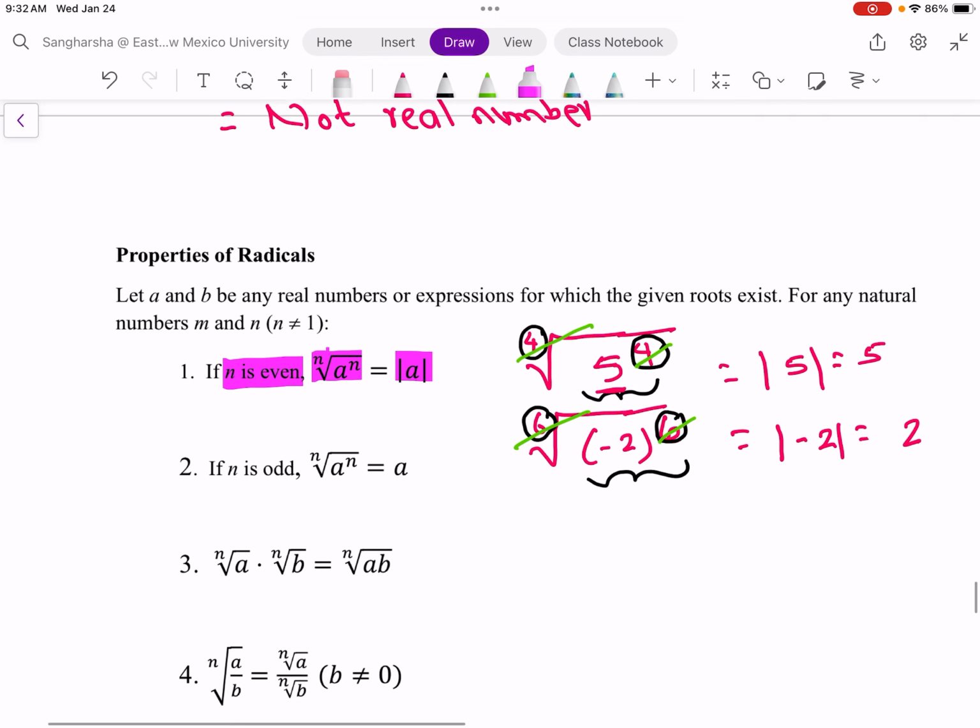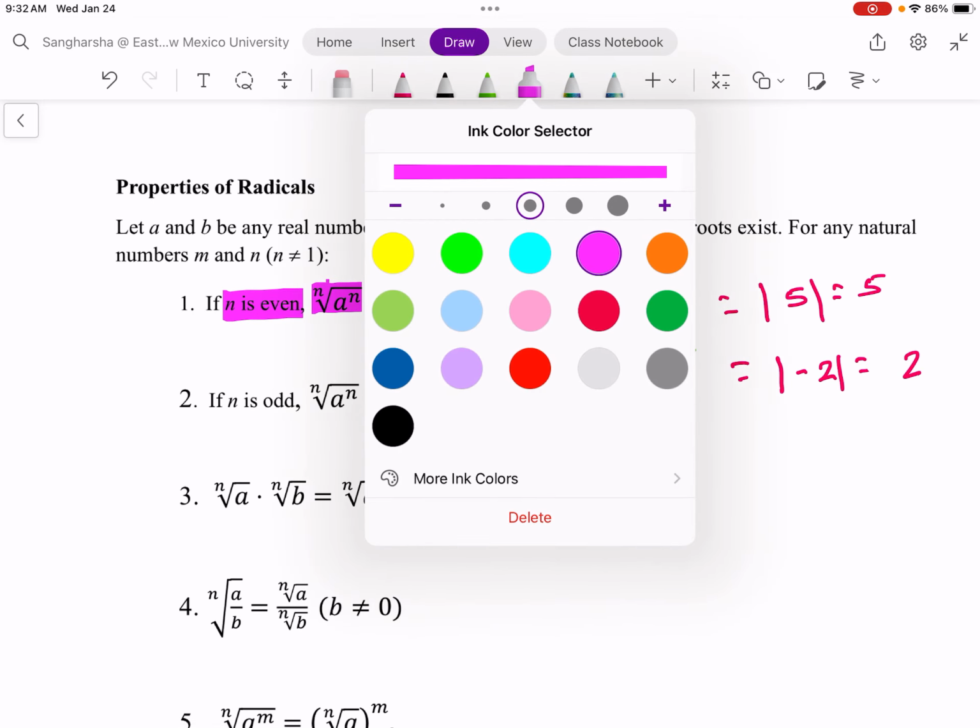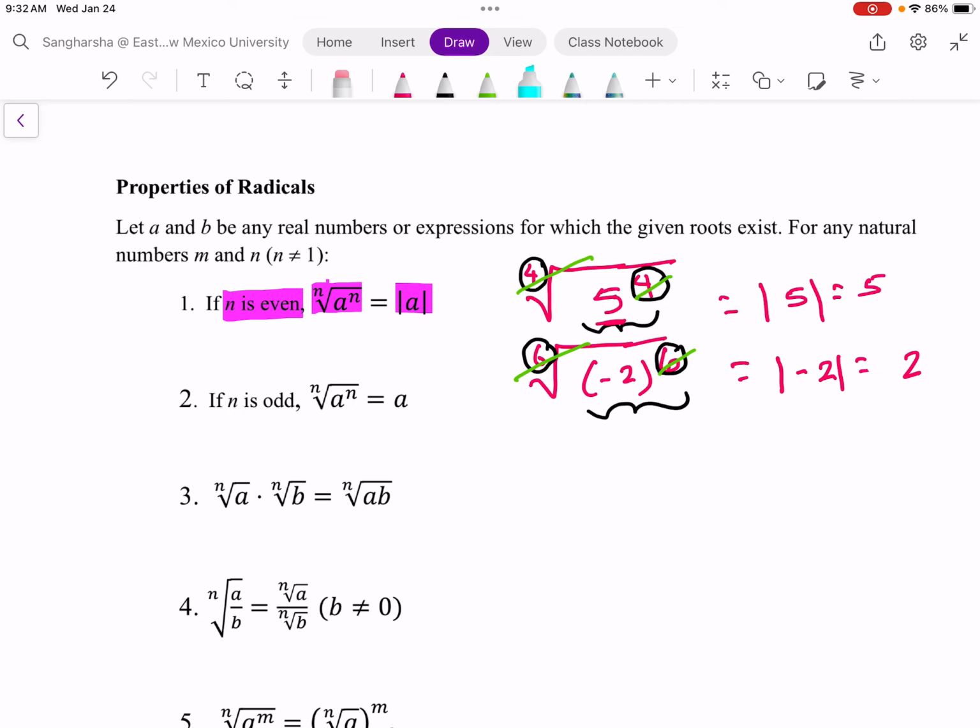Now what if it's odd? If the index n is odd, then the nth root of a to the power n is simply equal to a. For example, we have the cube root of negative 2 to the power of 3. The index is odd and the index is the same as the exponent, so these two cancel, and this is equal to, not the absolute value of 2, this is equal to negative 2.